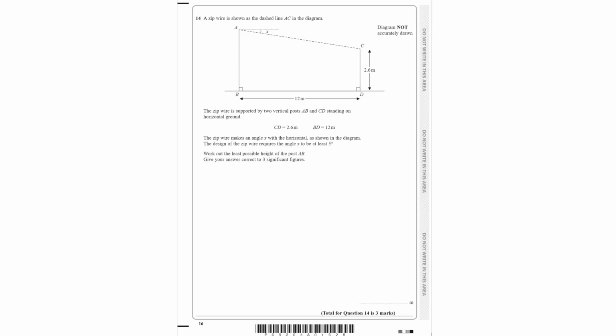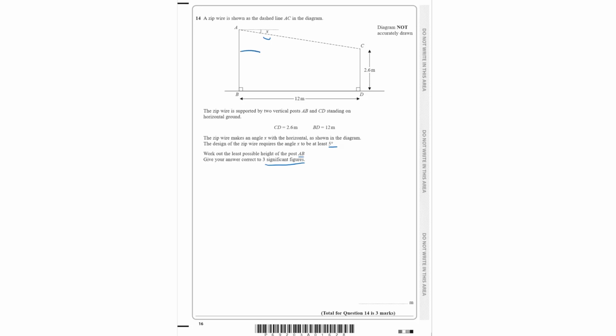A zip wire is shown as the dashed line AC in the diagram. The zip wire is supported by two vertical posts, AB and CD, standing on the horizontal ground. The zip wire makes an angle X with the horizontal as shown in the diagram. The design of the zip wire requires angle X to be at least 5 degrees. Work out the least possible height of post AB, giving your answer to three significant figures.